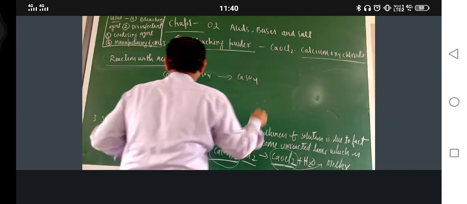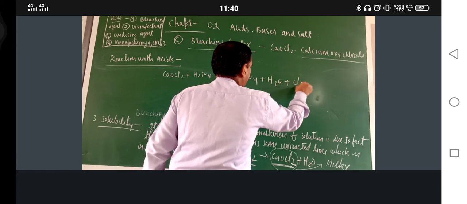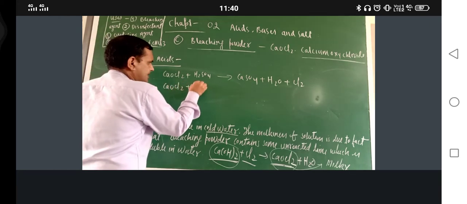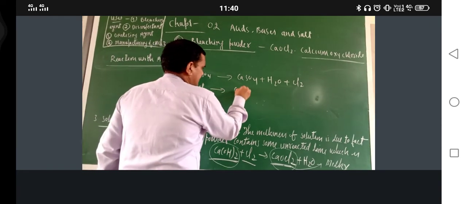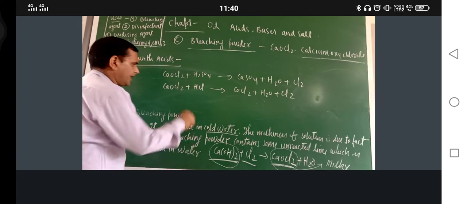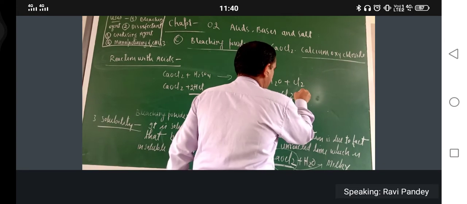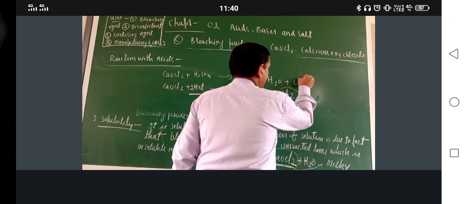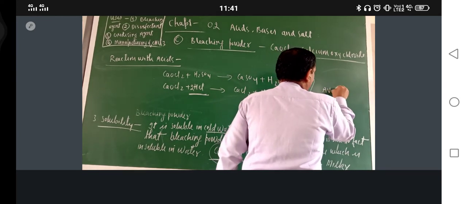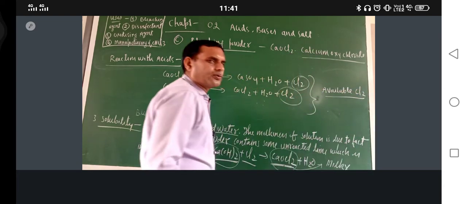One product would be calcium sulfate. Another product will be H2O, and another product will be Cl2. You can take here CaOCl2 plus HCl. So what is the product here? CaCl2 plus H2O plus Cl2. Okay. Now here 2HCl. Now this chlorine gas which is liberated here, these two chlorine, they are called available chlorine. Available Cl2.